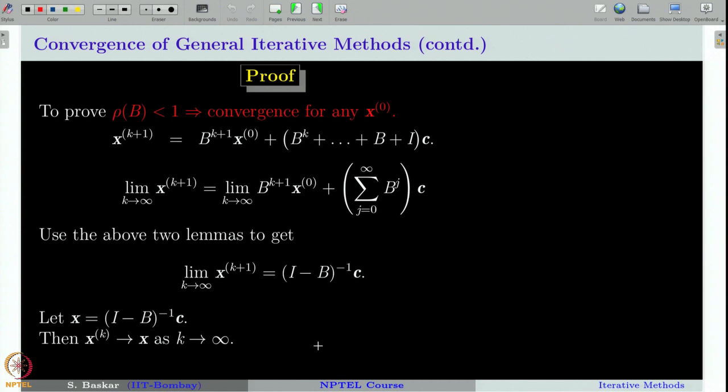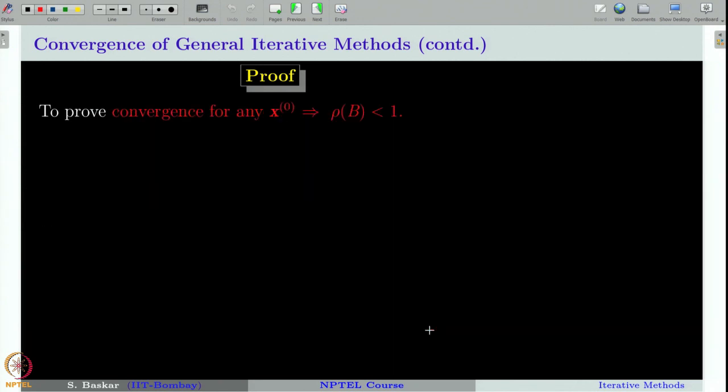So, that completes the proof that if the spectral radius of the iteration matrix B is less than 1, then the corresponding iteration sequence will converge to a vector x, which is the solution of the system x is equal to Bx plus c. So, we finished the proof of one side.